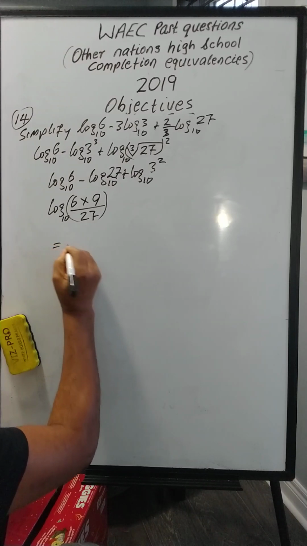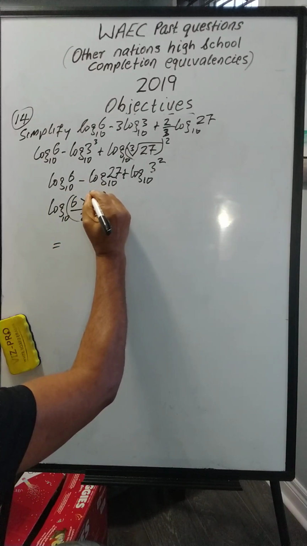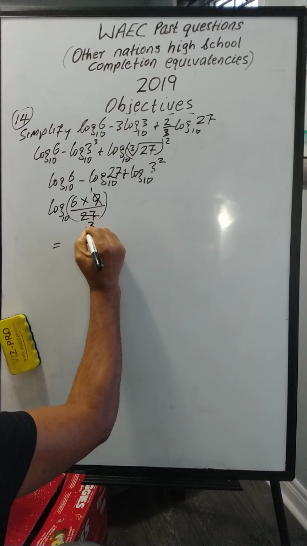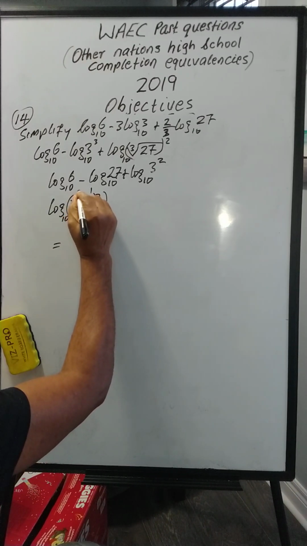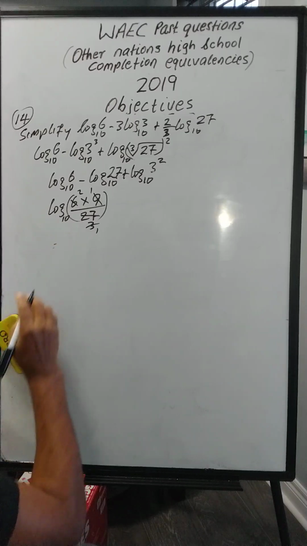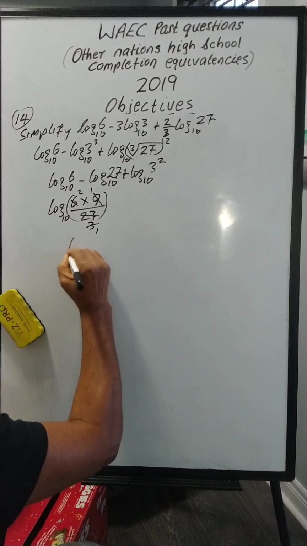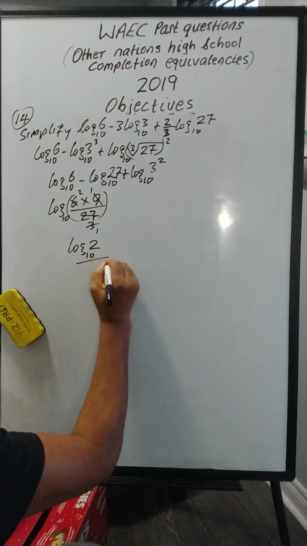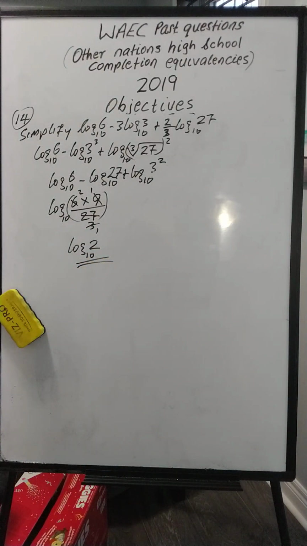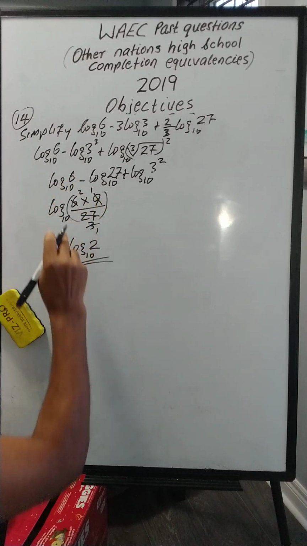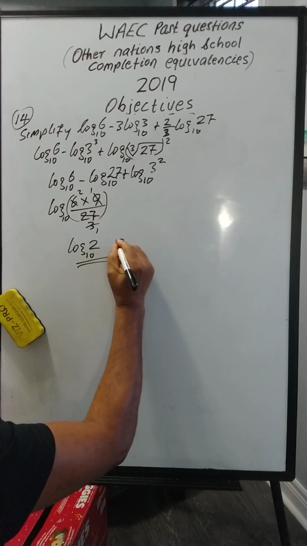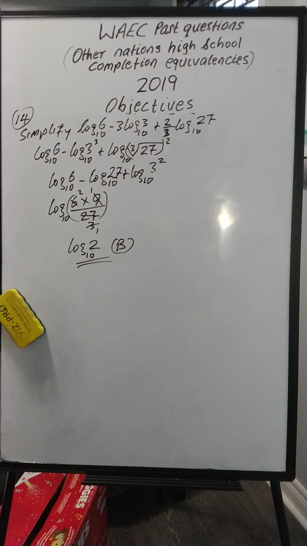We simplify that. 9 here will give us 1, and 27 here will give us 3. Then 3 here will give us 1, 6 here will give us 2. So we collect what remains. We now have log 2 base 10. We have simplified: log 2 base 10. Option B for this. That's number 14.